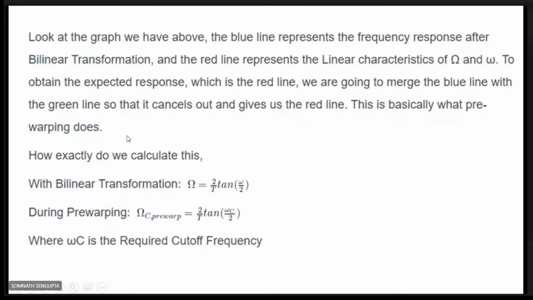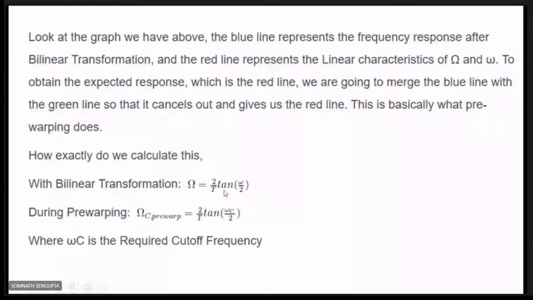So how actually do we calculate this? With bilinear transformation, what relation do we get? That is capital omega is equal to 2 by T tan omega by 2. So this is the opposite relation. Tan inverse is for converting analog frequency to digital frequency. Here this equation is just written oppositely, the analog frequency in the form of digital frequency. Omega is 2 by T tan omega by 2 with bilinear transformation.